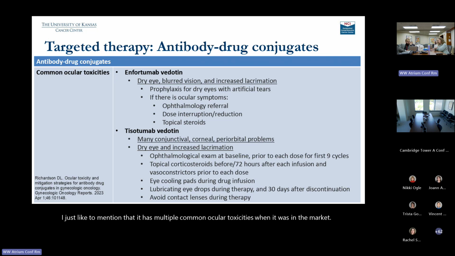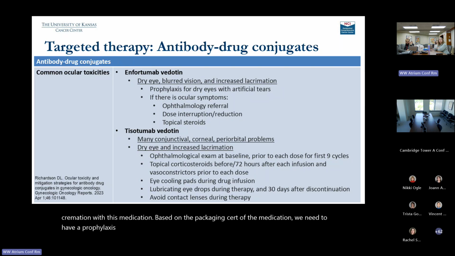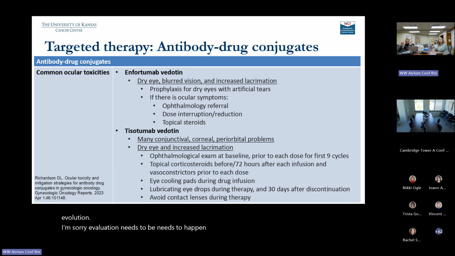Enfortumab vedotin is the next one. We can see dry eye, blurred vision, and increasing lacrimation with this medication. Based on the package insert of the medication, we need to have prophylaxis with artificial tears for the patients for that dry eye, and ophthalmologic evaluation needs to happen for ocular symptoms if they are not resolving.